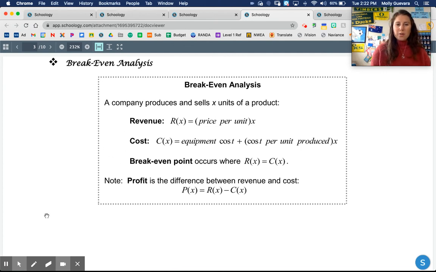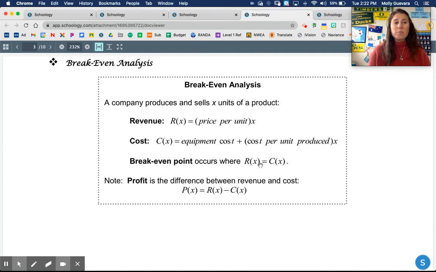Okay, my revenue. This is the price per unit. When I say price, I mean what I'm selling it for, right? The price that a customer would pay per unit. That is what is coming in. That is your revenue. Your cost is any equipment cost that you have to make the product plus the cost per unit, right? There might be a certain amount of cost per unit associated. So equipment cost plus the cost per unit.